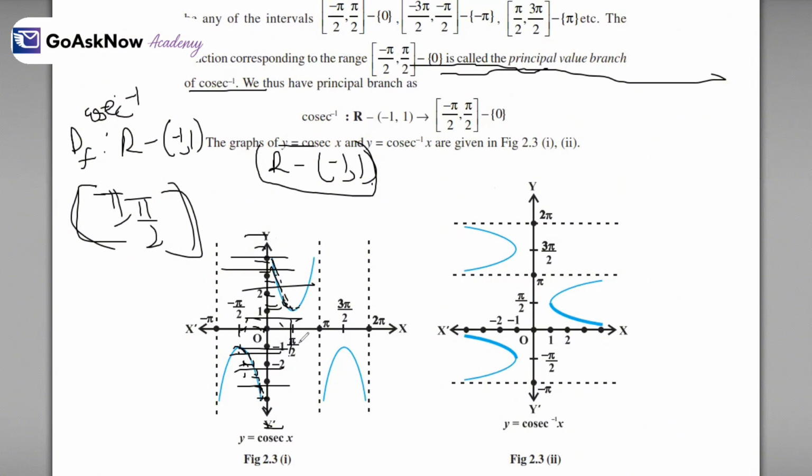And the graph will be, if you take the mirror image about y is equal to x. Okay, so y is equal to x. If you take the mirror image, it will look like this, and this, and this. Okay, so that will be the graph of cosec inverse x. I hope you have got what I told you.